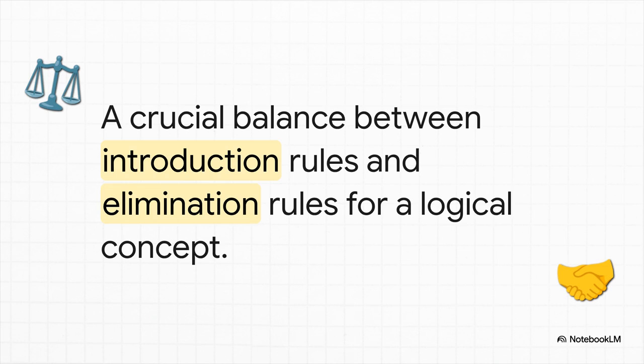This kind of imbalance is a huge red flag in logic. It's what they call a lack of proof-theoretic harmony. For any logical system to be stable and not fall apart, the rules you have for introducing a concept have to be perfectly balanced with the rules for using that concept. With the word not, that harmony is broken. And when that happens, things can get, well, completely bonkers.